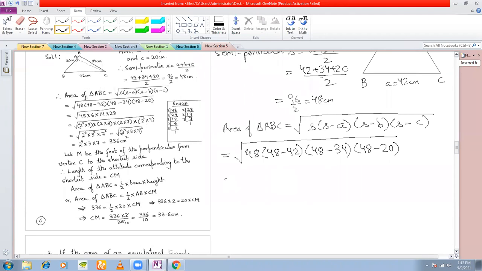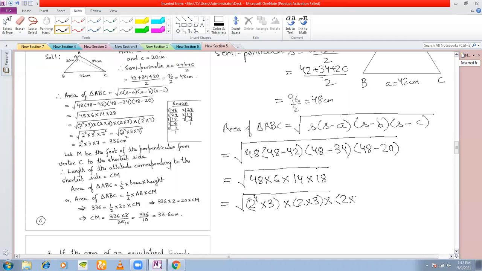Root of 48 into 6, 48 minus 34 is 14, into 48 minus 20 is 28. Now you cannot work with such big numbers, so you prime factorize each number. 48 can be prime factorized as 2 to the power of 4 into 3. 6 is 2 into 3. 14 is 2 into 7. And 28 is 2 square into 7. You can now collect the 2's together.